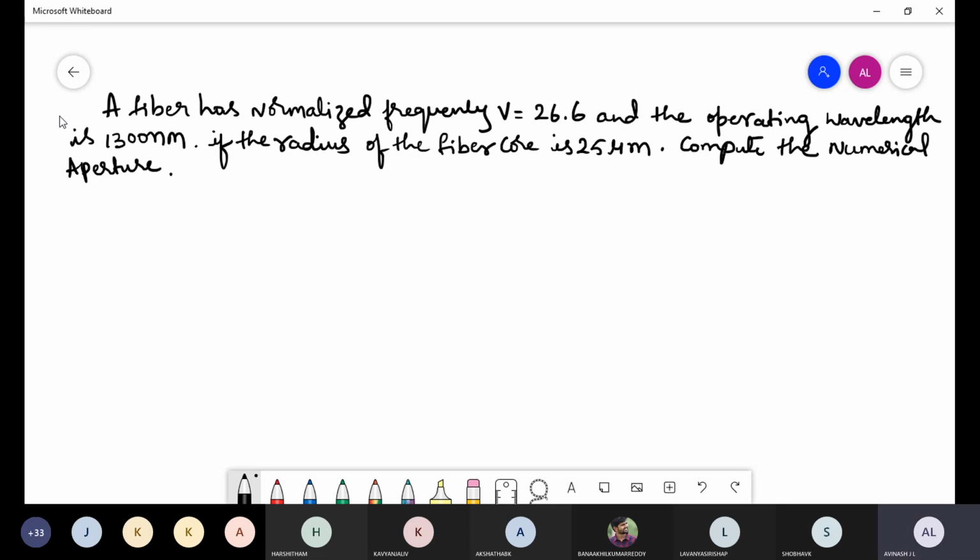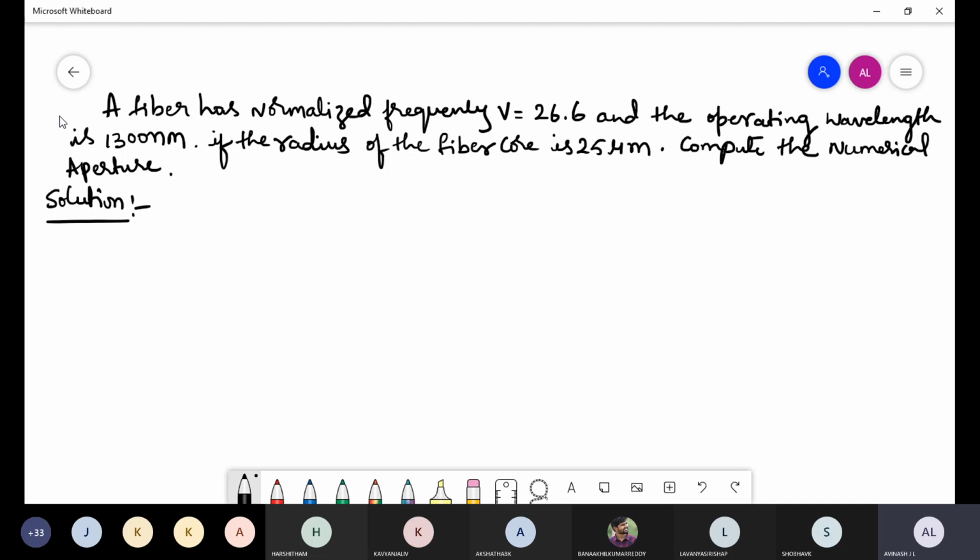Okay, only one thing you need to find out. There is no other question. Only compute the numerical aperture. So all of you, please take down the question. See, like these problems you can expect in your question paper for 5 marks. So this is also one of the university questions that I have taken here.